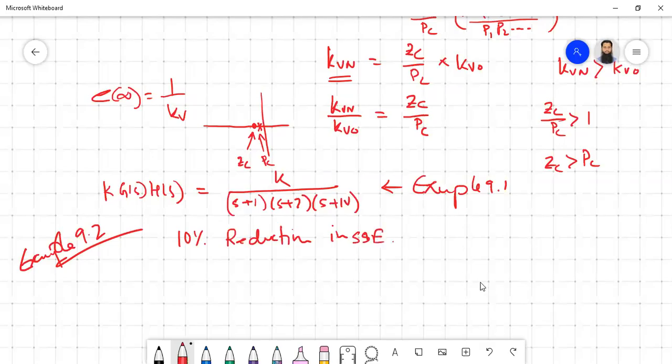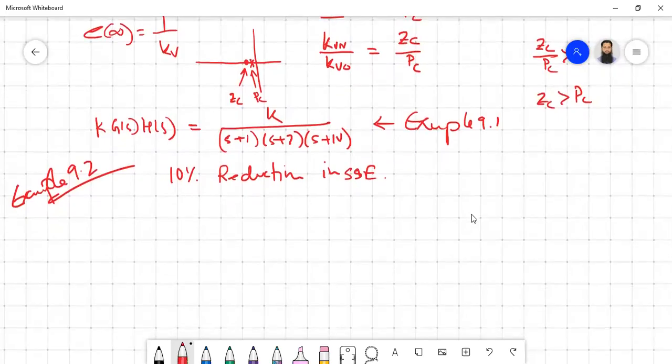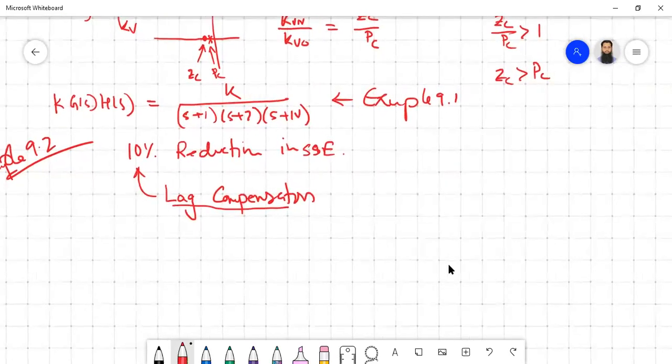Exactly the same open loop system, and they are asking you to have a 10% reduction. So whenever they ask for a reduction by a certain percentage, you have to understand that it always refers to a lag compensator, not an ideal PI controller, because a PI controller will make the steady state error zero. So the lag compensator is our selected design compensator.